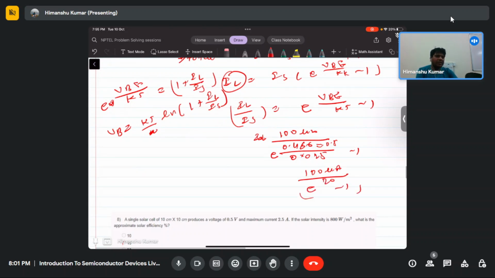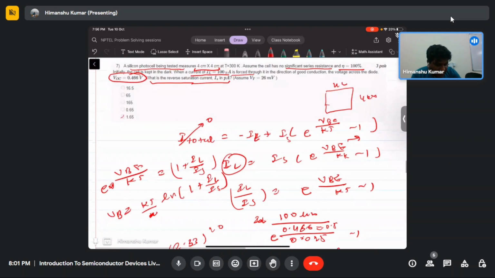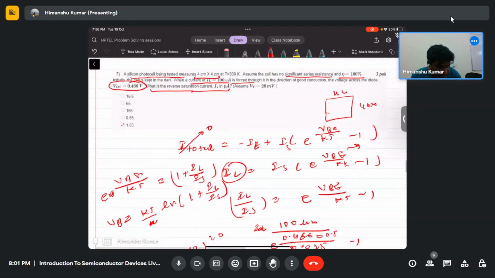You can calculate exponential of 20, which is around 2.303 power 20 something. You can calculate it exactly this way. Then you can get the saturation current from here. Is that clear? Method is clear.